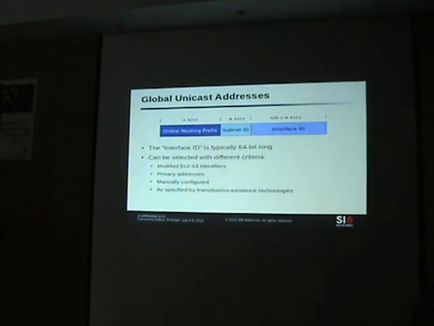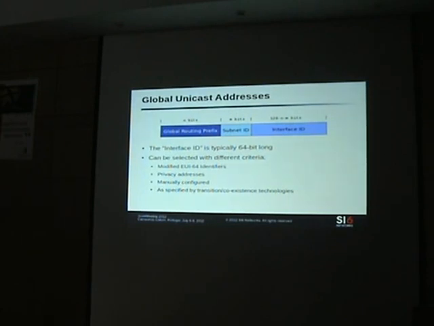So this is the format or the syntax for global unicast addresses. Of course, there are many different types and scopes. As I said, you have multicast, unicast, and so on addresses. You have different scopes, global, link-local, and so on. But for what comes in the next few slides, we are only concerned about the syntax of global unicast addresses, which means public addresses, the ones that you will use to connect to the public internet.